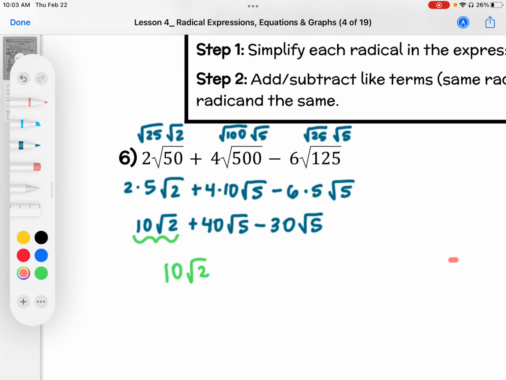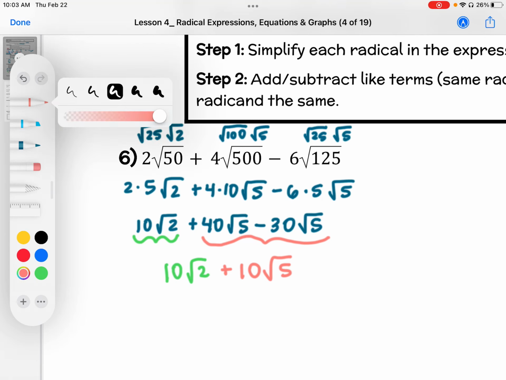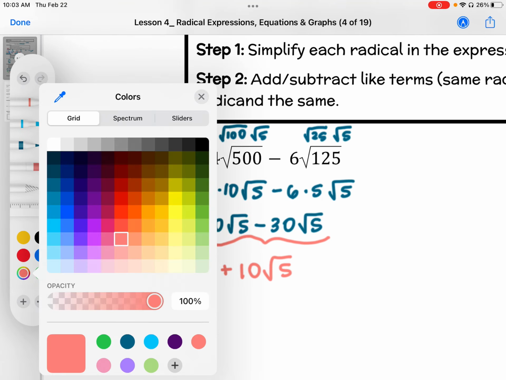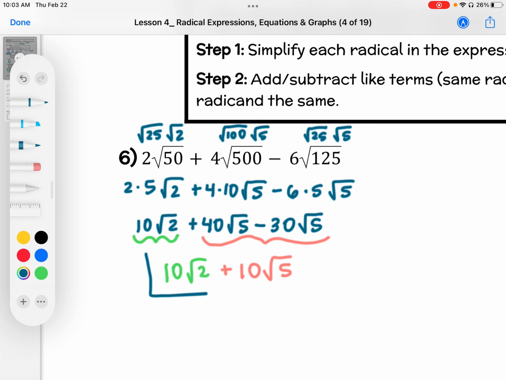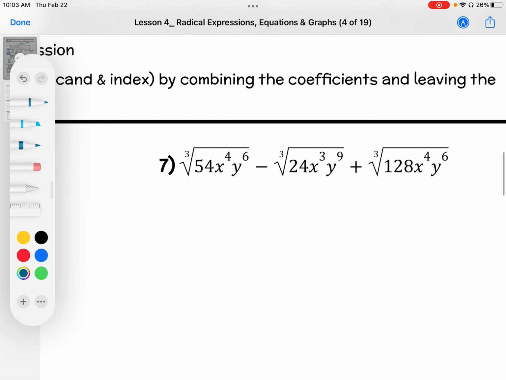But because both of the other radicals have a 5 underneath it, then we can subtract those. So 40 minus 30 is going to give us 10 square root 5. And that would be our final answer. So as long as you know how to simplify and you know how to add them together, you should be good. All right, so looking at number 7, I'm going to walk through this one with you.